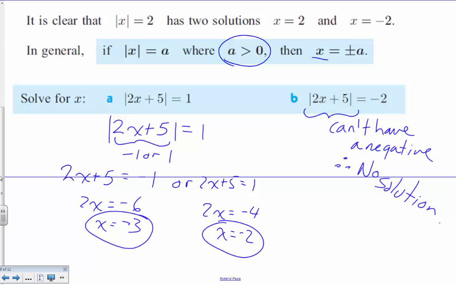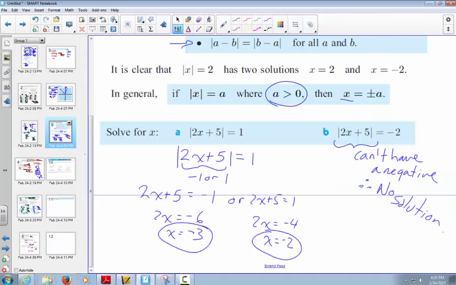And that's all we have to do to solve for an absolute value. We just have to consider the 2 possible solutions. And I'm done.